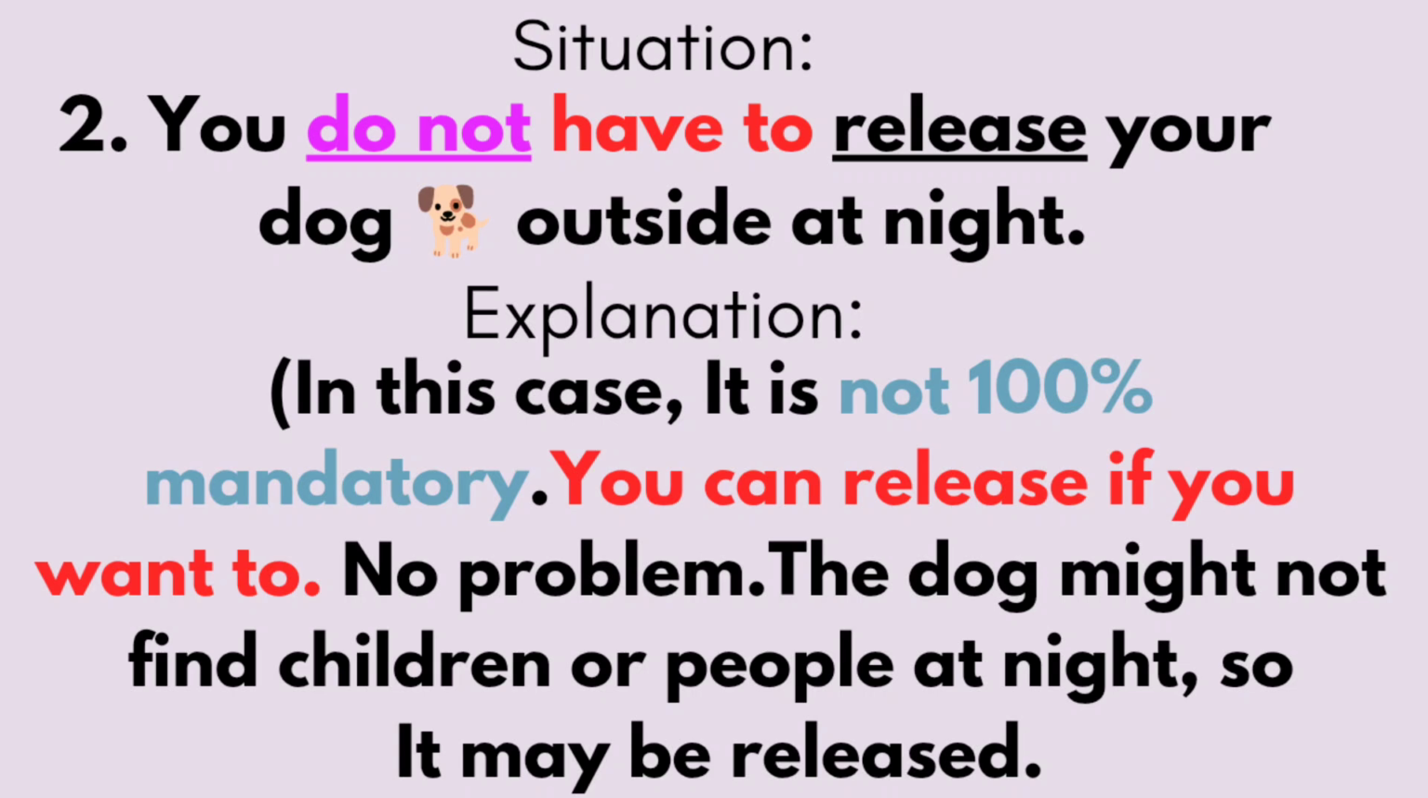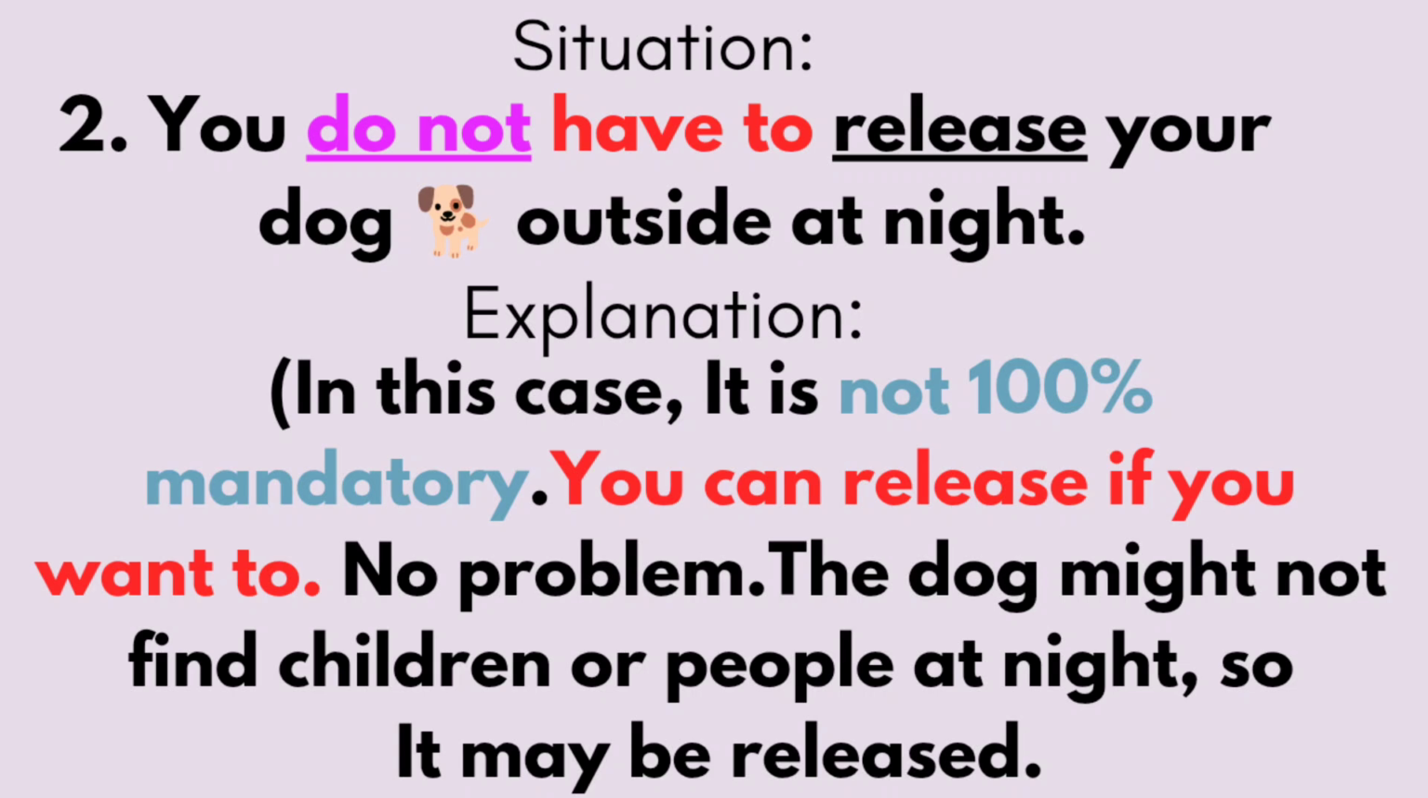Here is the second example. You don't have to release your dog outside at night. This is the statement or situation. Look at the explanation. In this case, it is not 100% mandatory. You don't have to release your dog, which means you can release it if you want to. If you release your dog outside at night, it may not find people or children, right? So it is not 100% mandatory.